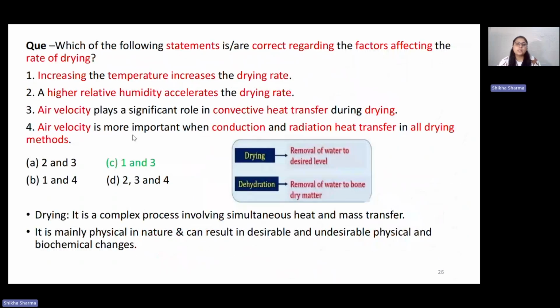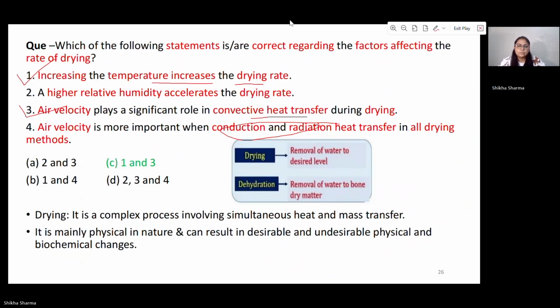So increasing the temperature is going to increase the drying rate. It is correct. And air velocity will play a role in the convective heat transfer mode, while in conduction and radiation it is less relevant, less important, this air velocity in the conductive and the radiative heat transfer.